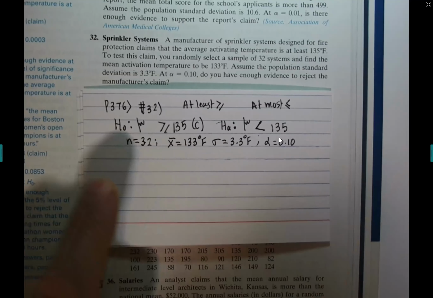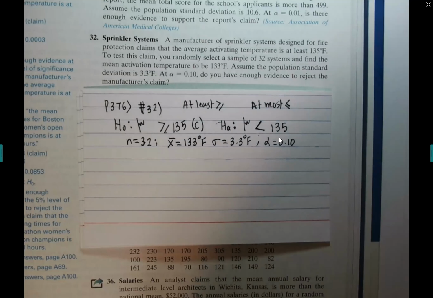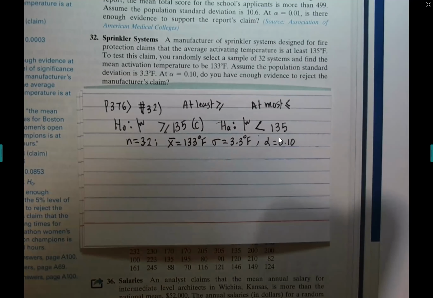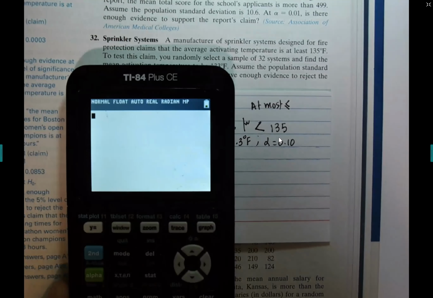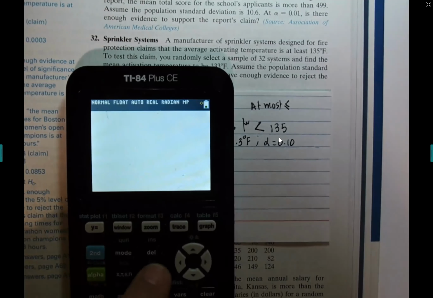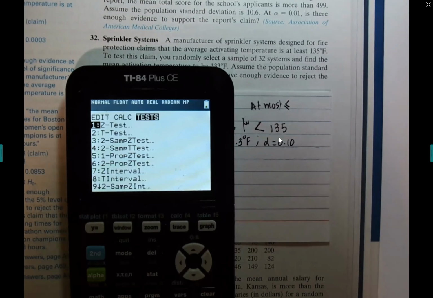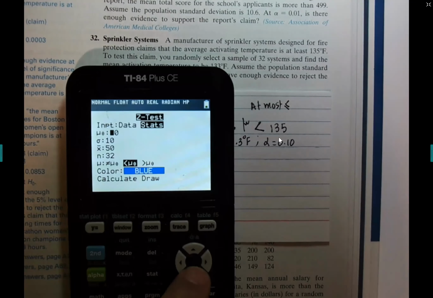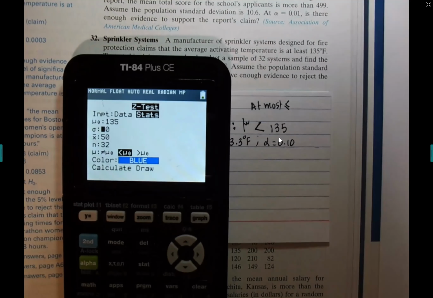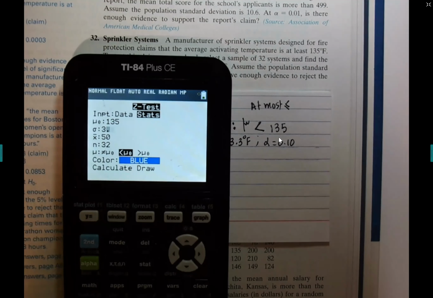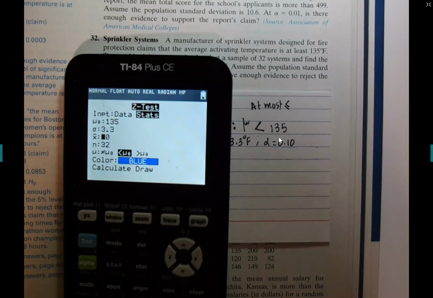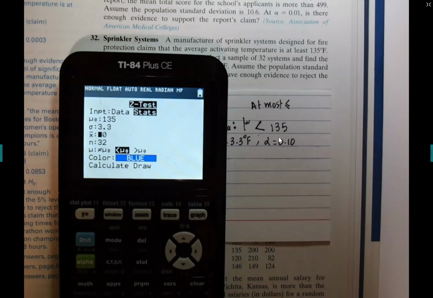So this is the first step. The second step is a calculator step. Let's do it. Clear. All right. So stat, tests, z test. Mu0 is 135. That's the value in the null hypothesis. What did he say? Sigma is 3.3. X bar, he says it's 133. Sample size is 32.